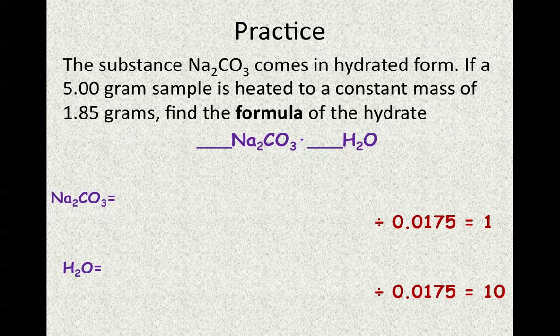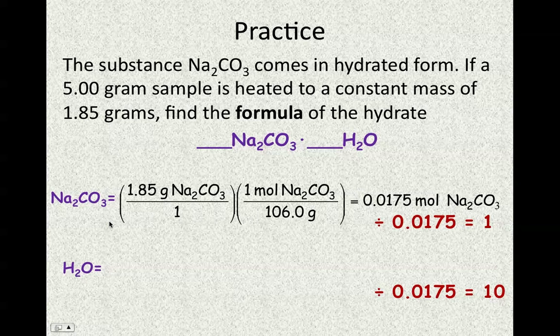All right, and then finally, this is going to tie in some stuff from Concept C, when we were working with determining our empirical formulas. We can also do this for hydrates. So you have a 5-gram sample that's heated to a constant mass of 1.85 grams, and we want to find the formula of the hydrate. Instead of finding our subscripts, we're actually using this method to find our coefficients to relate the amount of sodium carbonate to the amount of water in the structure.